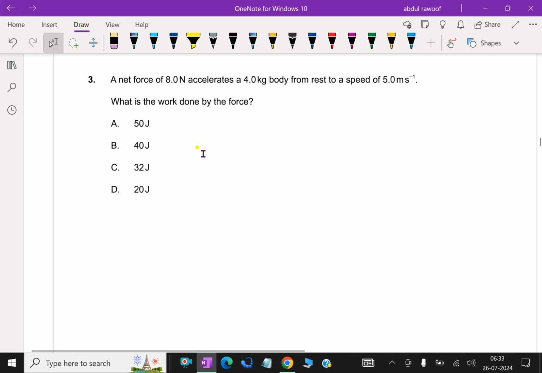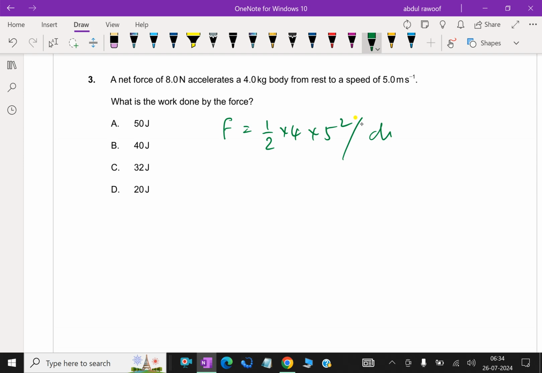Question number 3. A net force of 8 Newton accelerates 4 kg body from rest to a speed of 5 meter per second. What is the work done by the force? Here, the work done equals the kinetic energy, half into mass 4 and speed square, half mv square, over the distance.